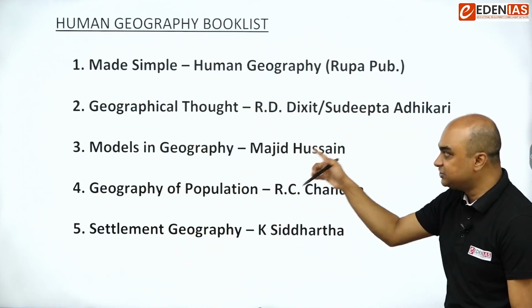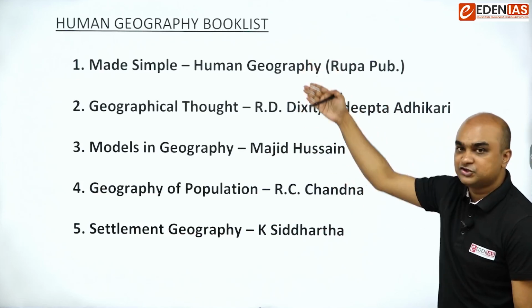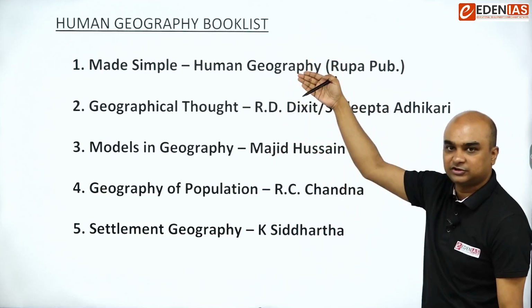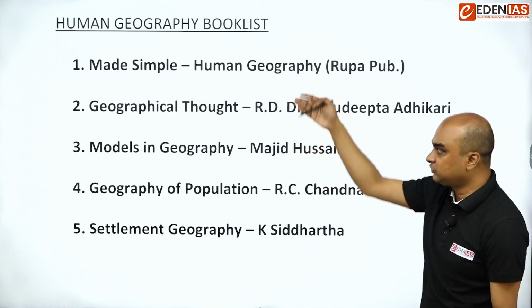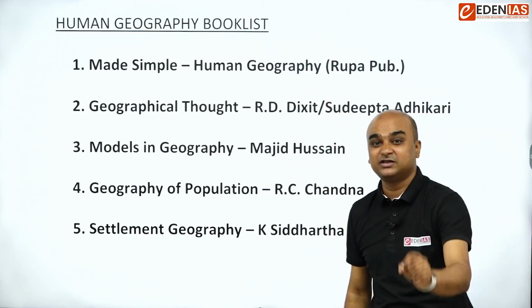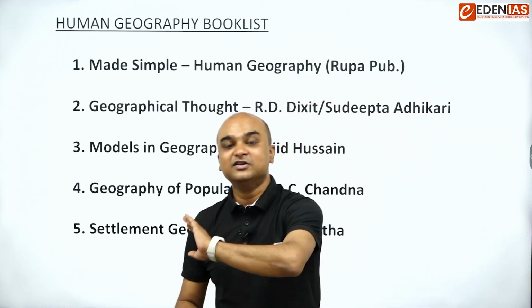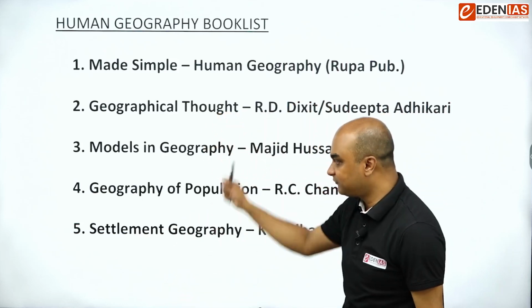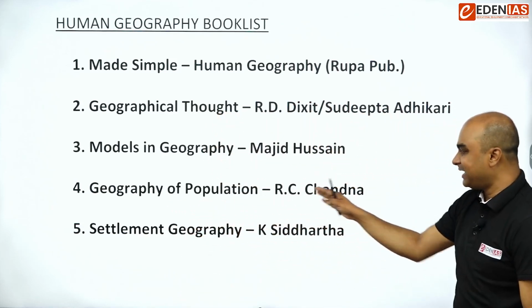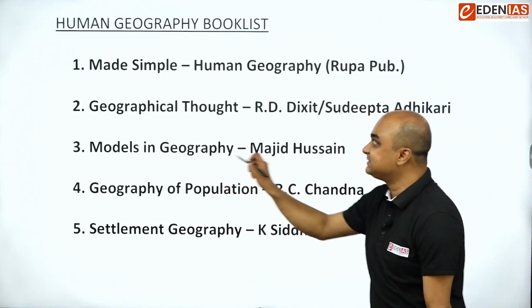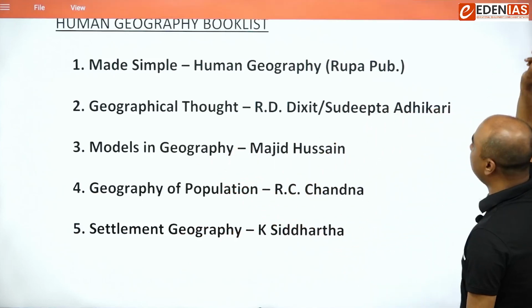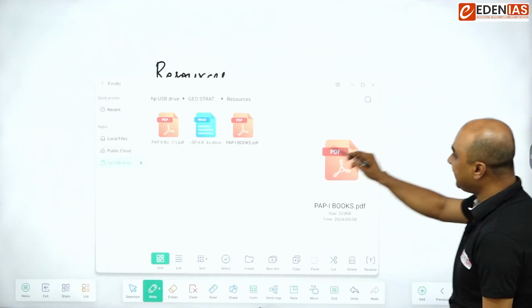This is also an essential book. So in Human Geography section, the first 3 books, और the first 3 books में, सेकंड में आप दीक्षित या अधिकारी में से कोई भी पिक कर सकते हो. The first 3 books are essential, mandatory, indispensable. जो समझना है समझ, ठीक है, you have to do that. Geography of Population by R.C. Chandna, again as a reference, and Settlement Geography by K. Siddhartha, again as a reference. So these are the important books for paper 1.